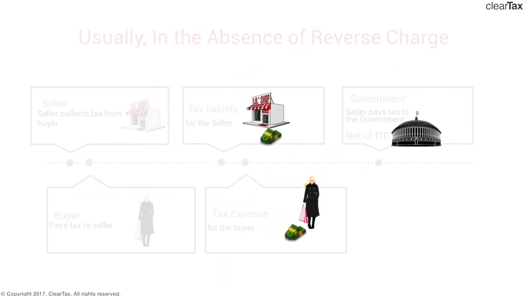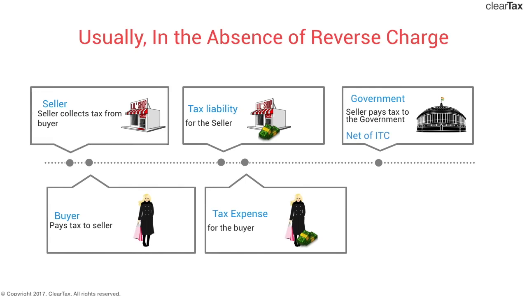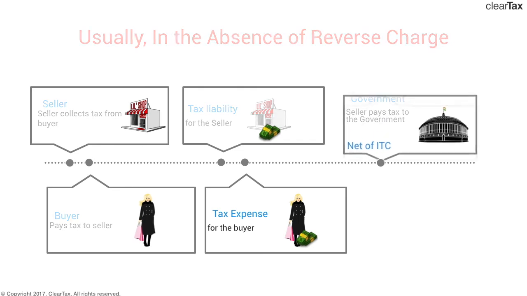So usually, in the absence of reverse charge, the seller would collect tax from the buyer. The buyer obviously will have to pay tax to the seller. It is the seller's liability to remit this tax to the government. The tax expense is still on the buyer because the buyer has paid this tax to the seller. The seller can claim input tax credit to pay the tax collected from the buyer to the government.